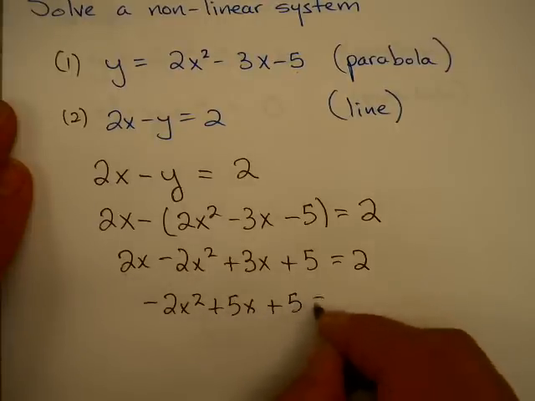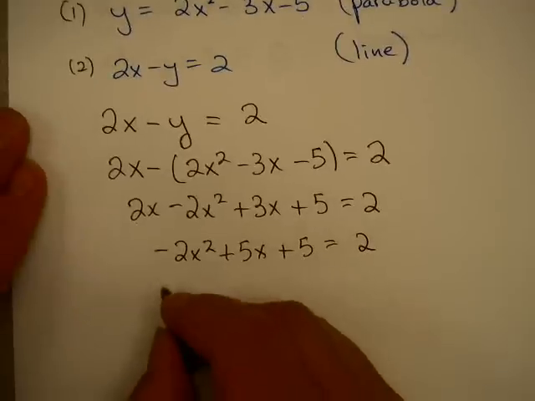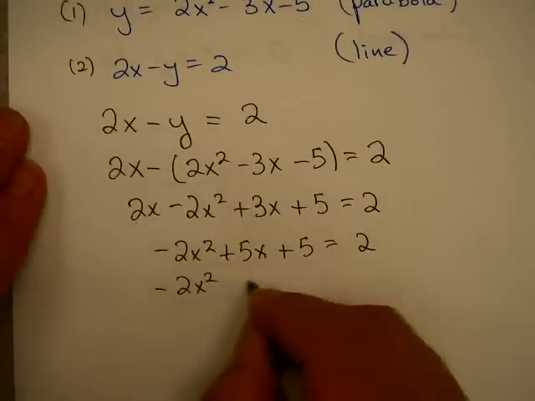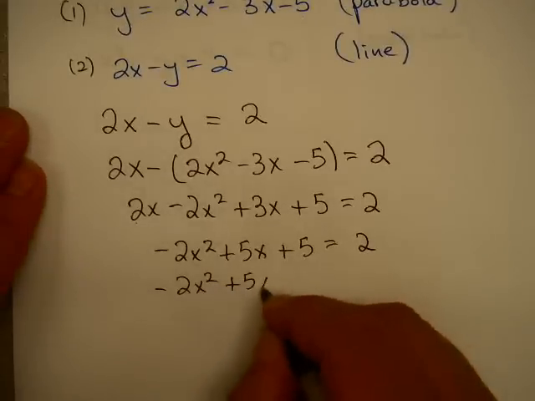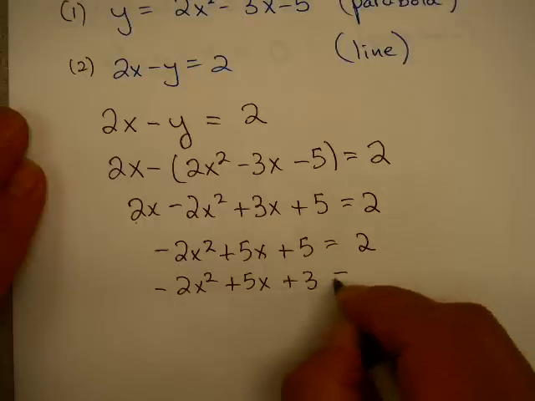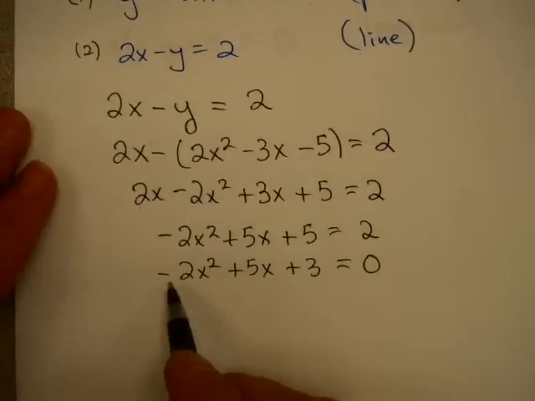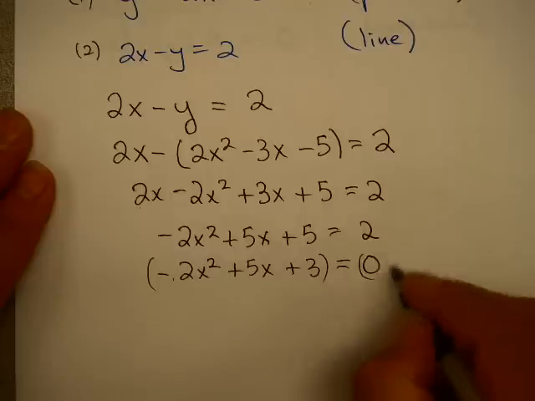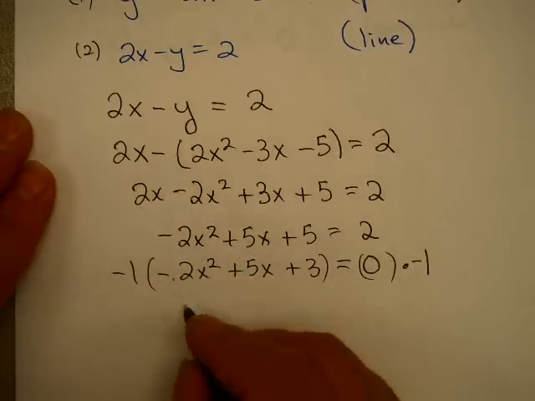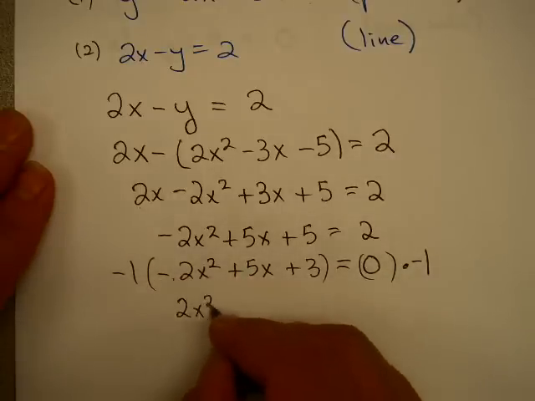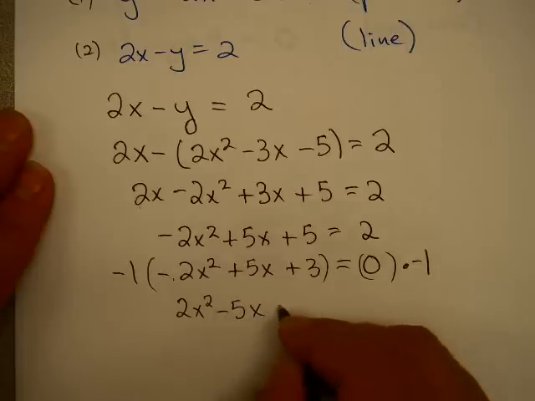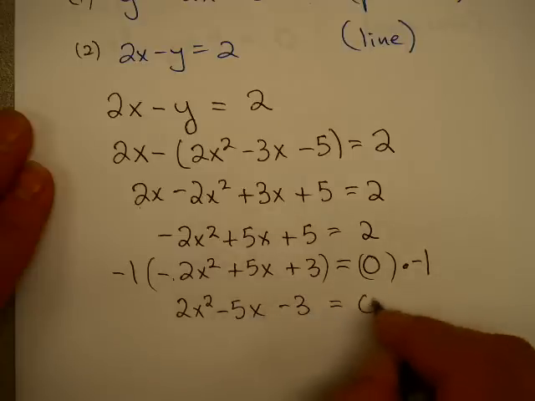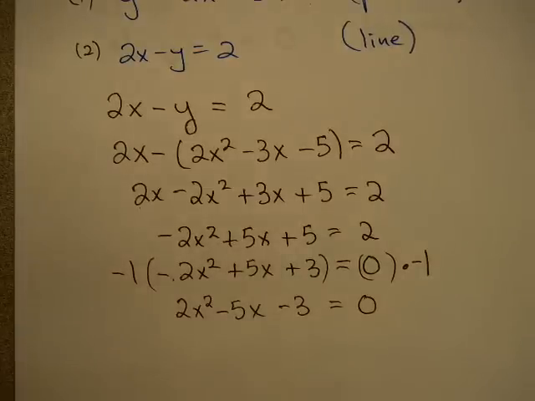Plus 5 equals 2. If I continue to simplify by moving the 2 over to the left-hand side, I get this. Now, I don't know about you, I sure don't like this being negative, so I'm going to multiply both sides of this equation by -1. That will give me 2x squared minus 5x minus 3 equals 0. This is a quadratic equation.